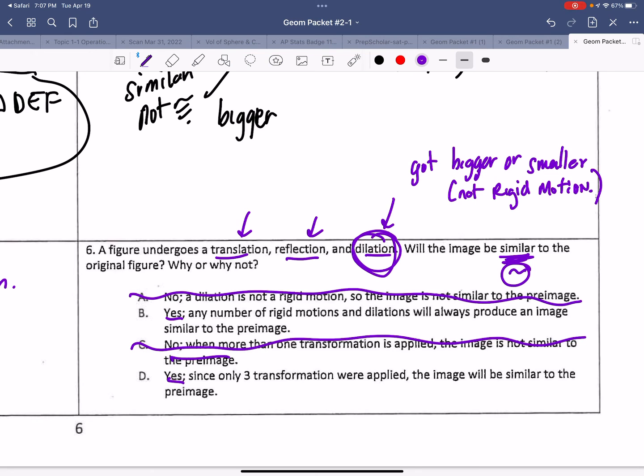Yes, since only 3, no. I can flip it and spin it as many times as I want. Yeah, I think so. It's got to be B. Yes, any number of rigid motions and a dilation would produce an image that's similar. So what do I mean by that?